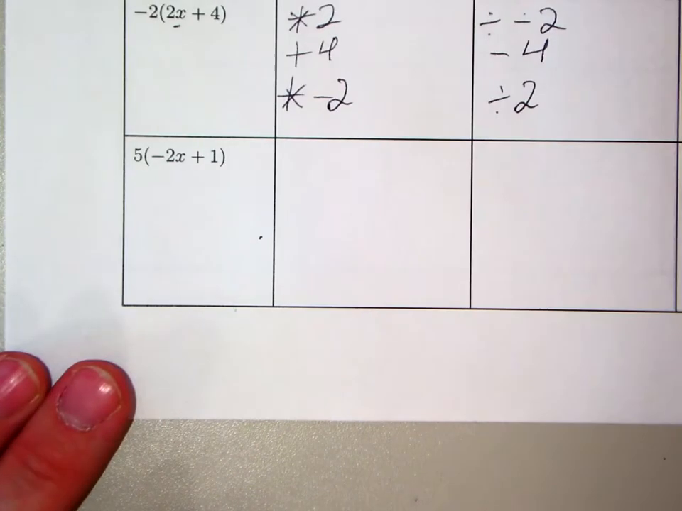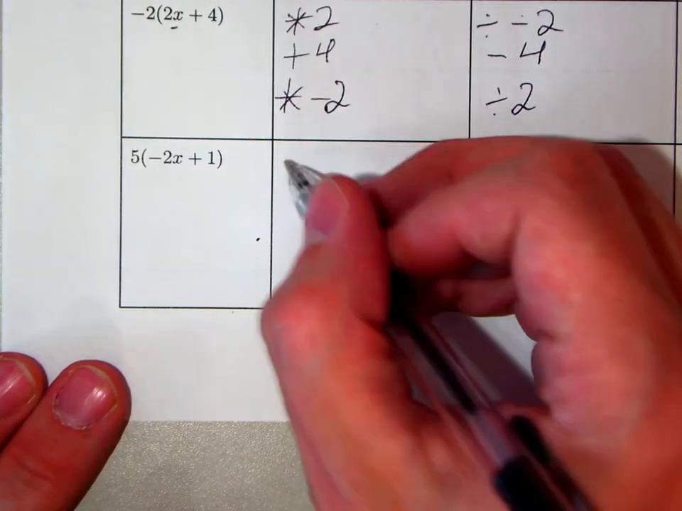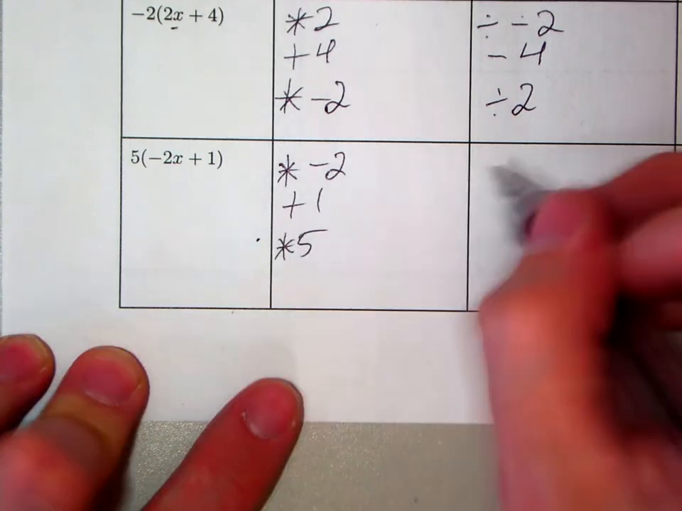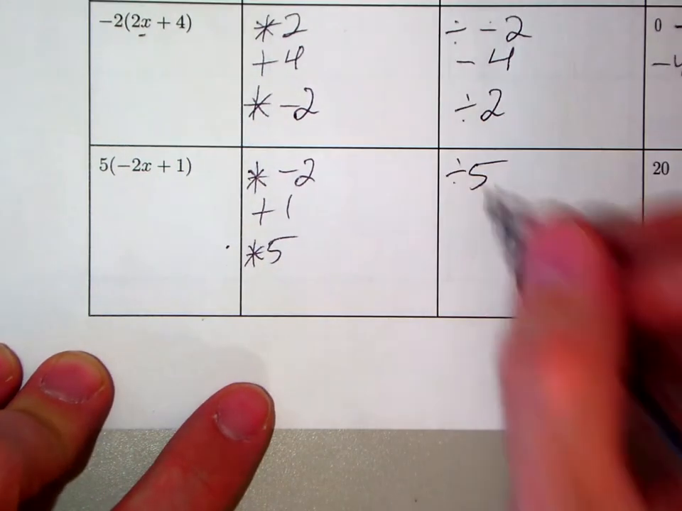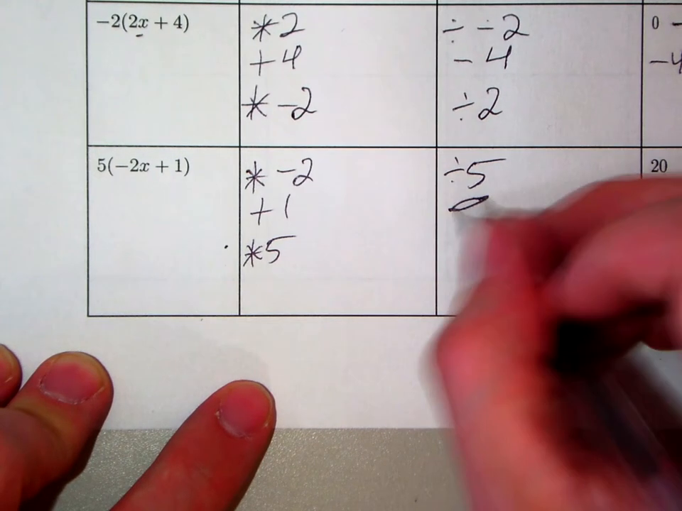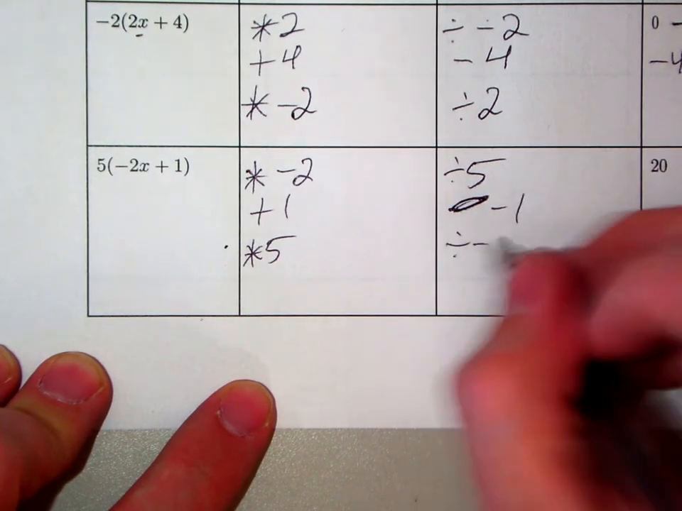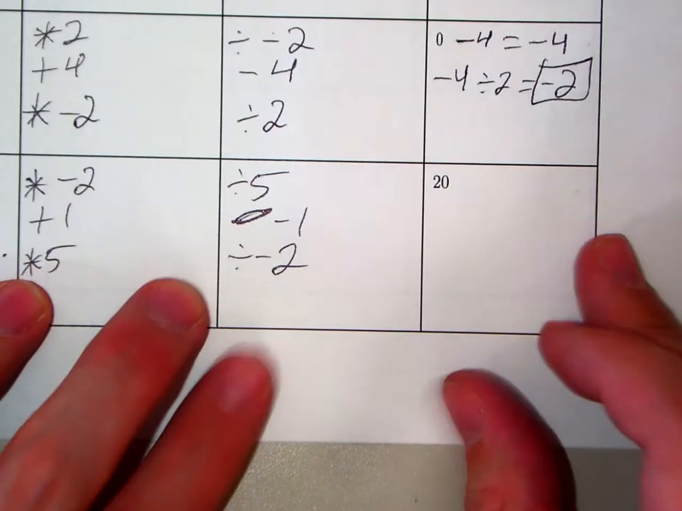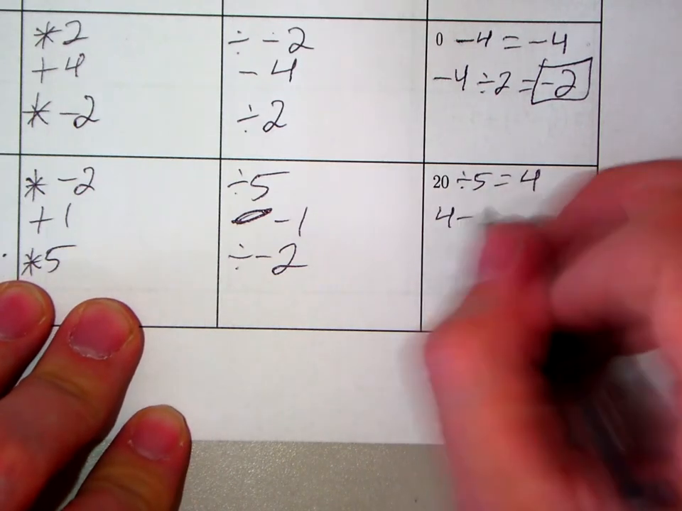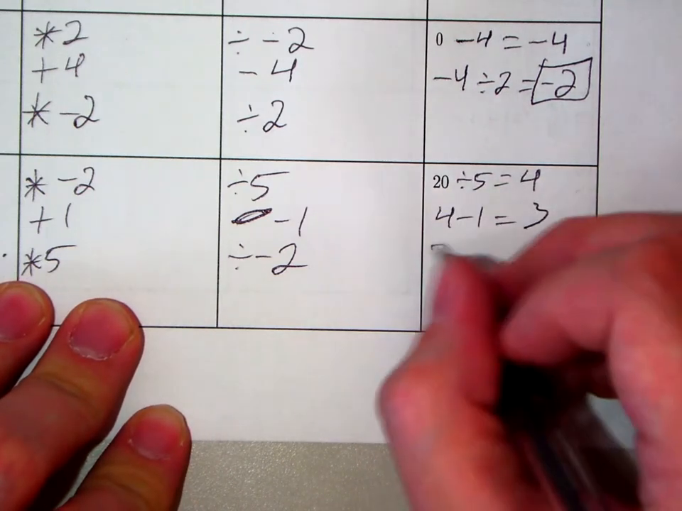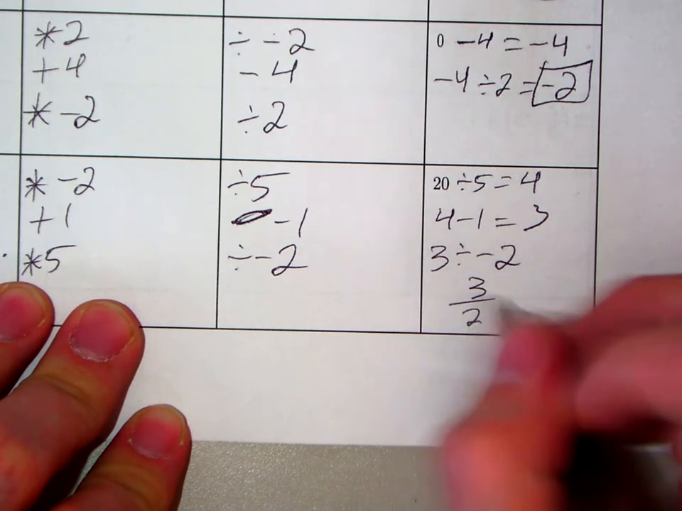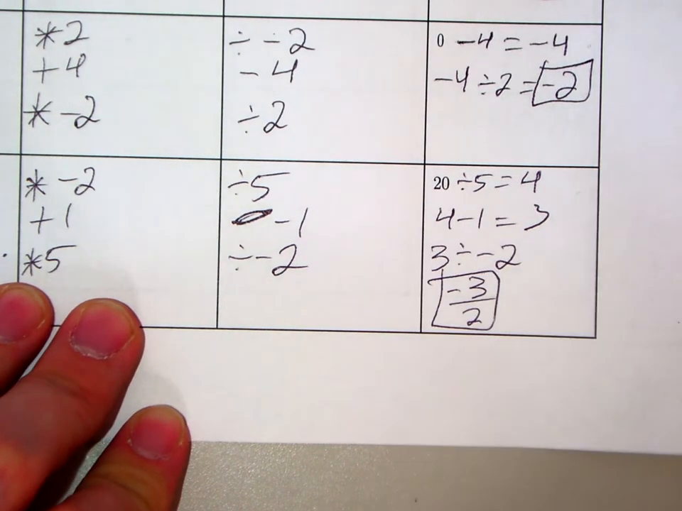Last one on the front of the page. We start with x, we multiply by negative 2, we add 1, then we multiply by 5. The reverse order of opposite operations, we divide by 5, minus 1, and then we divide by a negative 2. So starting with 20, we divide by 5 and we get 4. We take 4 minus 1 and we get 3. And we take 3 and we divide it by a negative 2. And the negative floats to the top, and our answer is negative 3/2.